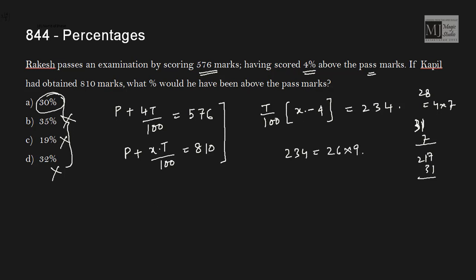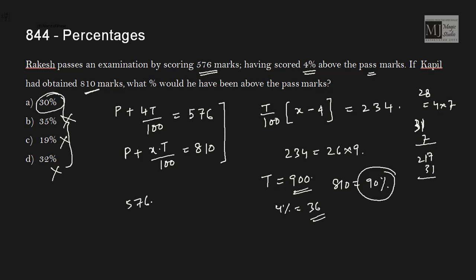Okay, so if I use x equal to 30, then my T would be 900. Let me check whether we are getting 30% or not. Then how much is 810? 810 is 90%. And how much is 4%? 4% is 36. So 576 minus 36 is 540. So 540 on 900 is 60%. That is the pass mark.